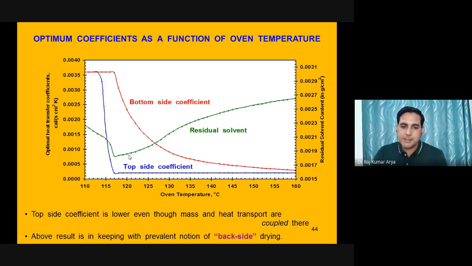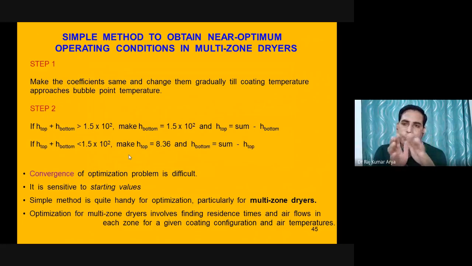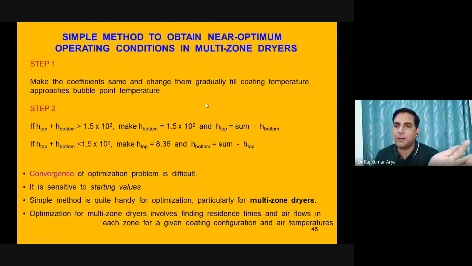So based on that, what we did here, as I talked about in the previous one, you have more parameters, you have three parameters, a time consuming, tedious job. Somehow we have to minimize this computational time or this complication. So what we have come up with here is, first, just make the coating temperature equal to the bubble point, because that is the maximum possible temperature you will have. Now we know the range of heat transfer coefficient.